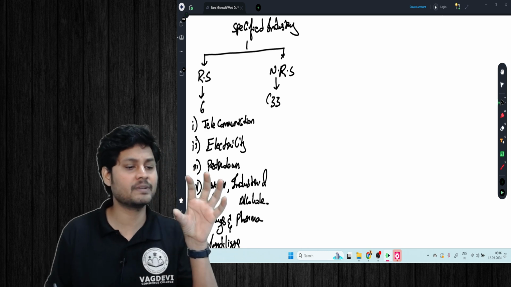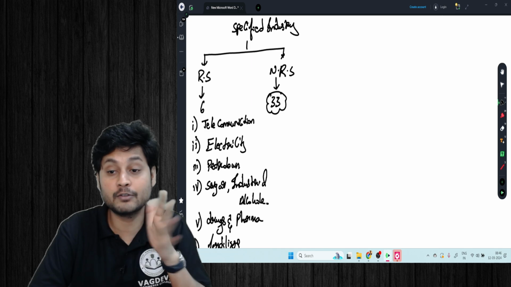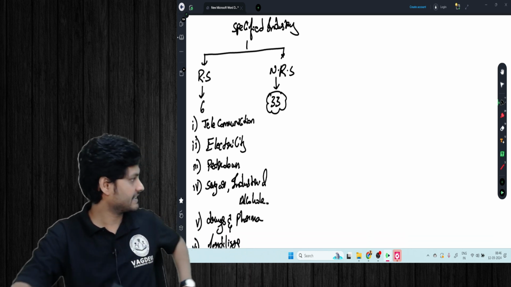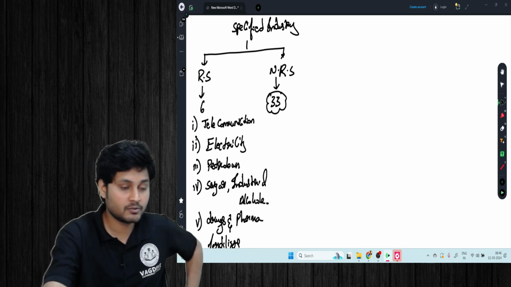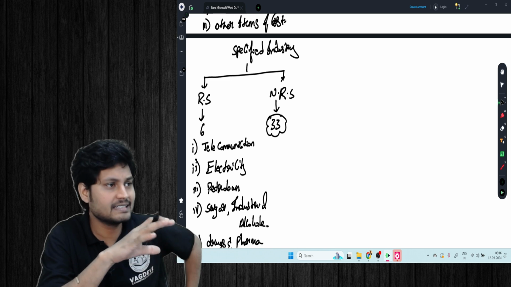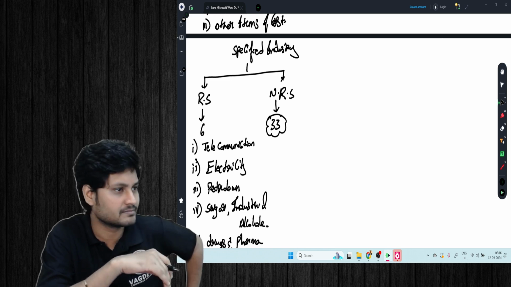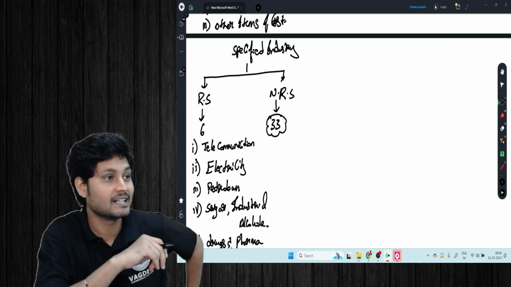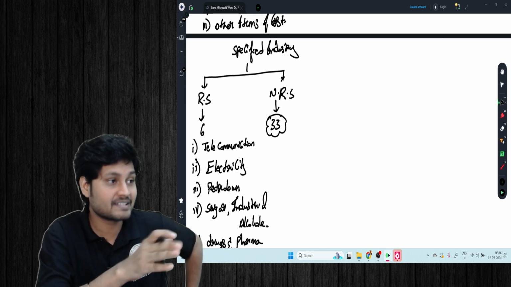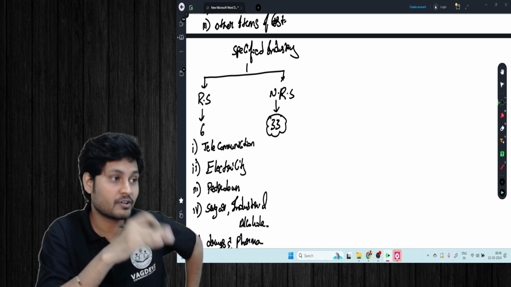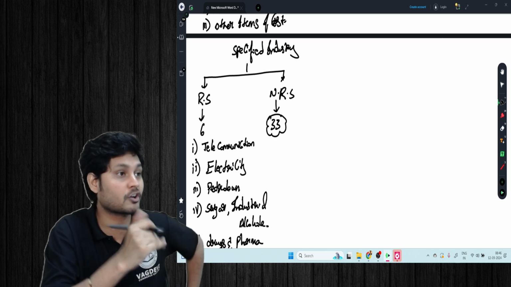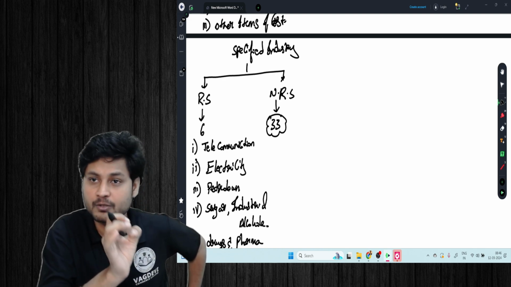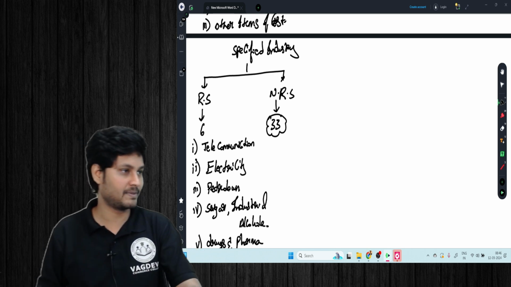So in the non-regulated industry, how many are there? 33 industries are there. We don't need to write them; it's not required. So a specified industry may be a regulated sector or a non-regulated sector. Now, for all these sectors, are the cost record maintenance provisions applicable? It is not automatic. It depends upon turnover limits. If the immediately preceding financial year turnover of all the products and services in aggregate is more than or equal to 35 crores, then only cost record maintenance is applicable.